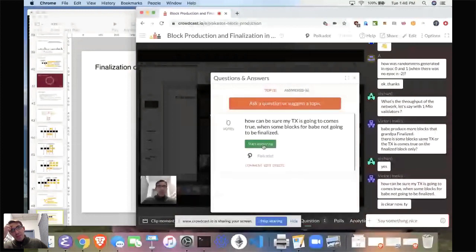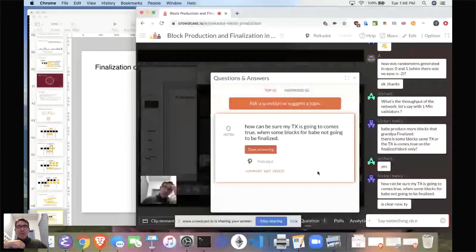So how can I be sure my transaction is going to come through when some blocks from Babe are not going to be finalized? You won't, there is still an implicit probabilistic finality. Your transaction will be in a block that hasn't been finalized. Theoretically, it could not be in the other block. Perhaps there was some network issue and the other validator didn't see it, and you could resubmit it.